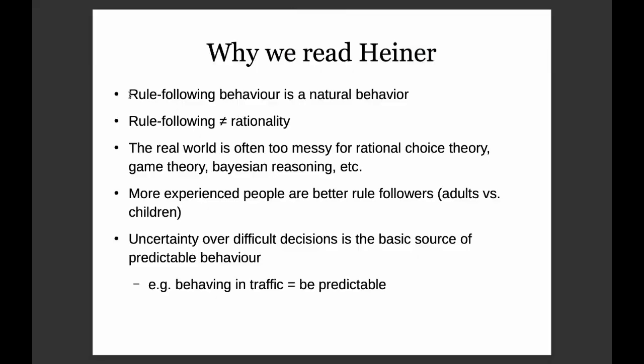It's because rule-following behavior is actually a very natural behavior. And rule-following is different from rationality. The real world is too messy for rational choice theory, game theory, Bayesian reasoning, etc. And there are experiments in psychology that show, for instance, that adults follow rules that are given much more than children. The central message here is that uncertainty is the core source of predictable behavior, where behaving in traffic corresponds to being predictable for others.